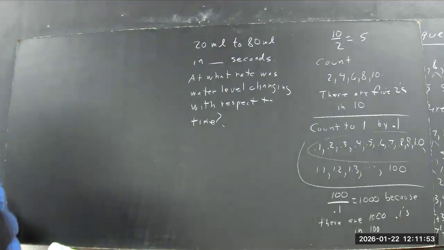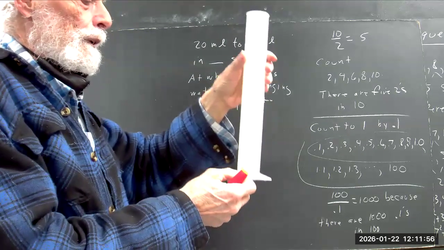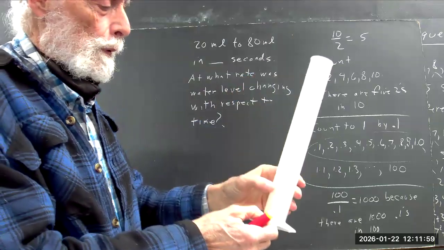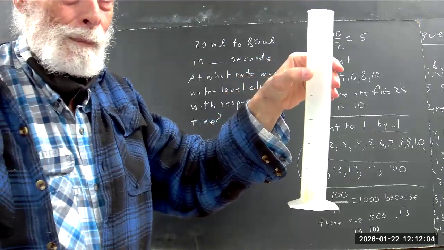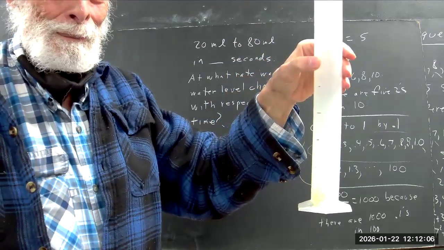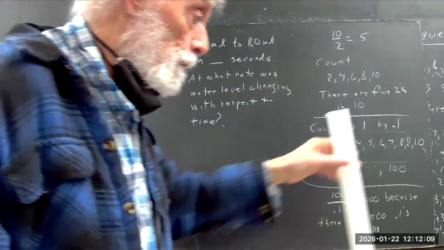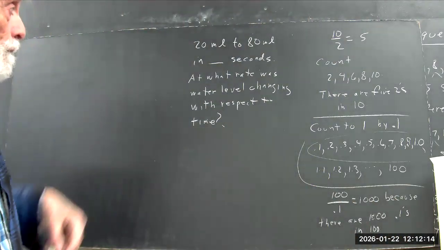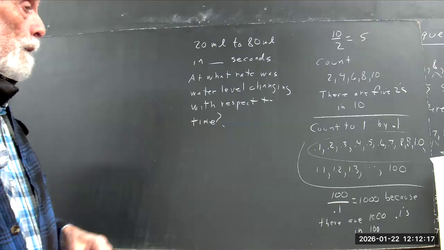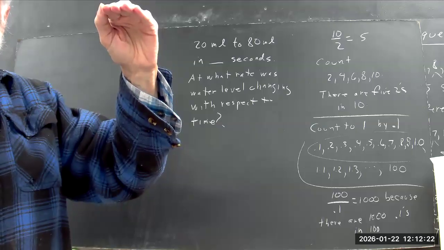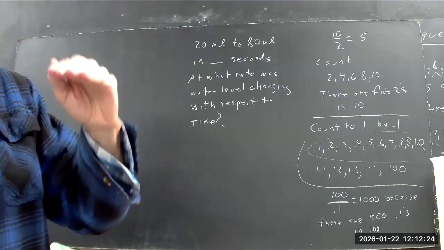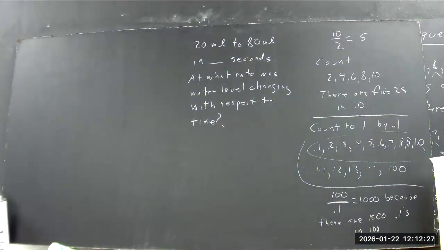I just filled this graduated cylinder from the 20 milliliter to the 80 milliliter mark. And everybody counted the number of seconds, right? So people are going to get different counts. But we want to figure out on the average how fast was water rising in that tube. Does that make sense? So what would you do to figure out how fast on the average water was rising?